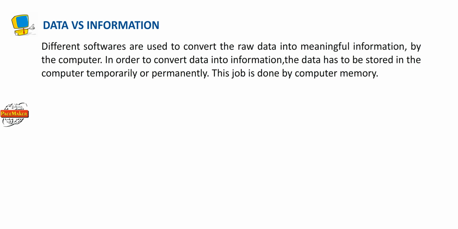Different software is used by the computer to convert raw data into meaningful information. In order to convert data into information, the data has to be stored in the computer temporarily or permanently. This job is done by computer memory.